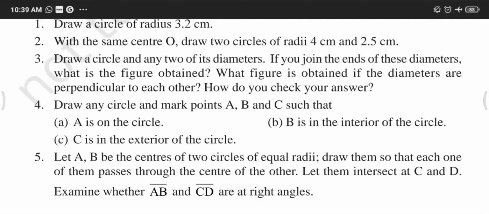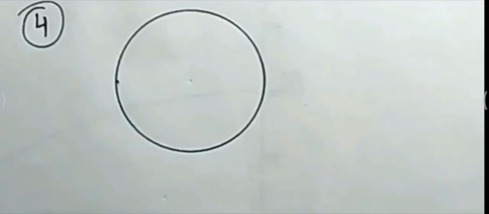This is question number 4. Draw any circle and mark A, B, C such that. So here any circle we can draw, any radius we are required to take, but the points should be such that A is on the circle, B is in the interior of the circle, and C is in the exterior of the circle. Now let's draw this.